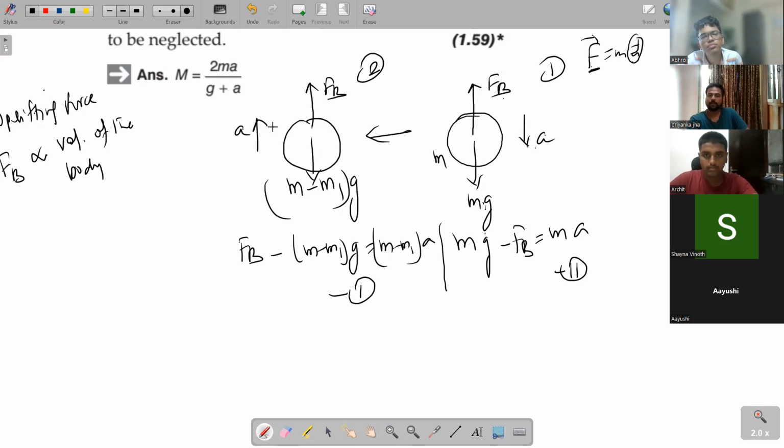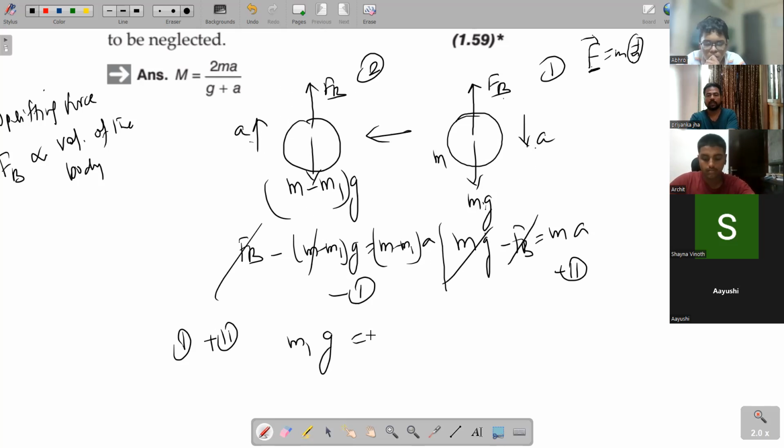Now here in this case, the balloon is going up, which means acceleration is in the upward direction, so net force has to be upward. Because we have thrown some object, FB has to be greater than the weight. So FB minus m1 g is equal to mass into acceleration. Just add these two equations. FB and FB will cancel, and mg and mg will cancel. So this is m1 g equal to this 2 times (m minus m1) into a.